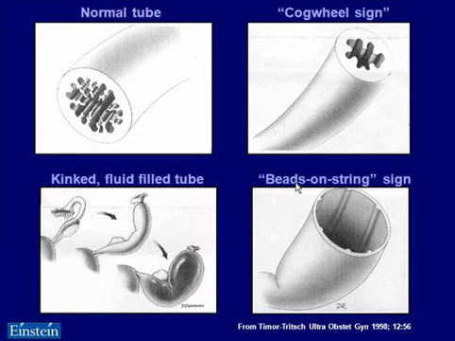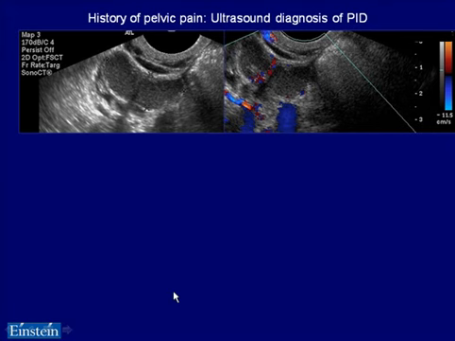And these are some diagrams from an article by Timor-Tritsch illustrating the cogwheel sign, the thick wall with the projections. Here's a thinner wall with tiny little projections. And this is the dilated tube curled back on itself with the waist sign or incomplete septum.